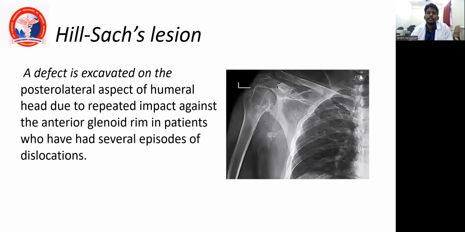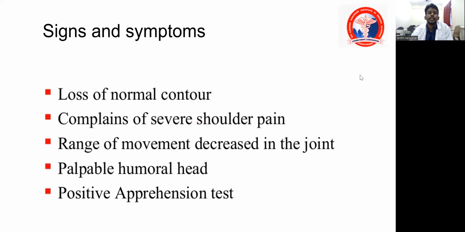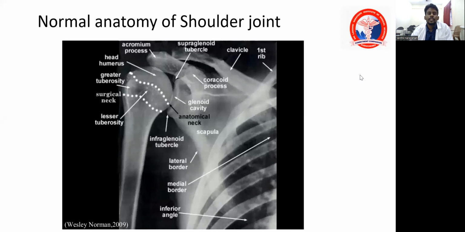Coming to the summary of shoulder dislocations. The shoulder can dislocate anteriorly, posteriorly, or inferiorly. Inferior dislocation is also called luxatio erecta. The shoulder consists of static stabilizers and dynamic stabilizers. Static stabilizers are the bone, ligaments, capsule, and the labrum. These are the static stabilizers.